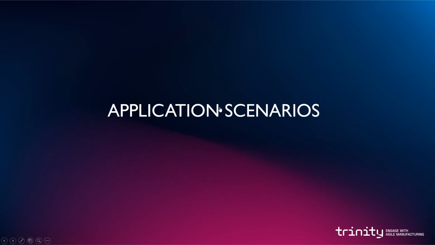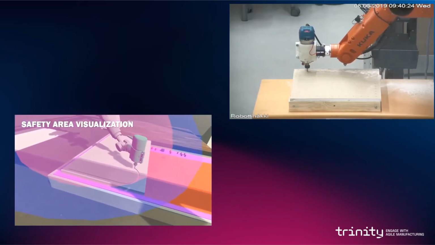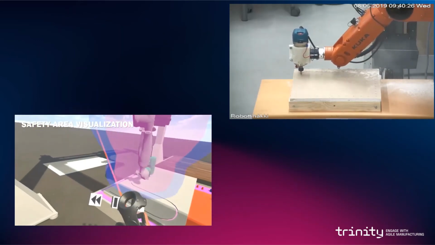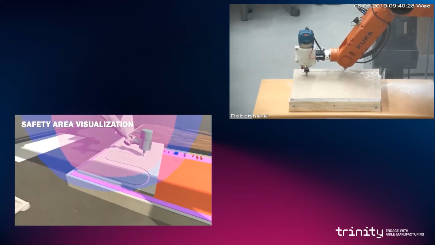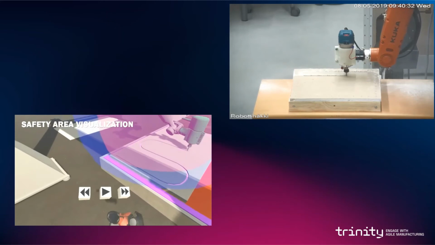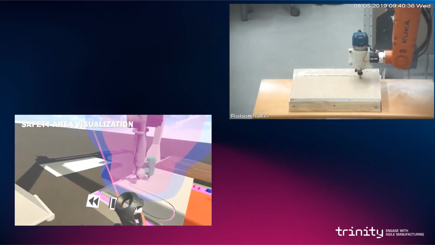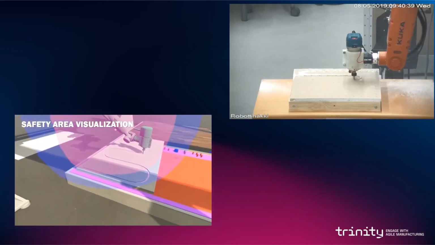Let's have a look at possible application scenarios for this use case. Methods described in this use case provide a flexible and agile way to design products for robotized production. The goal is to improve profit, productivity and lead time. This goal can be achieved in the following ways.